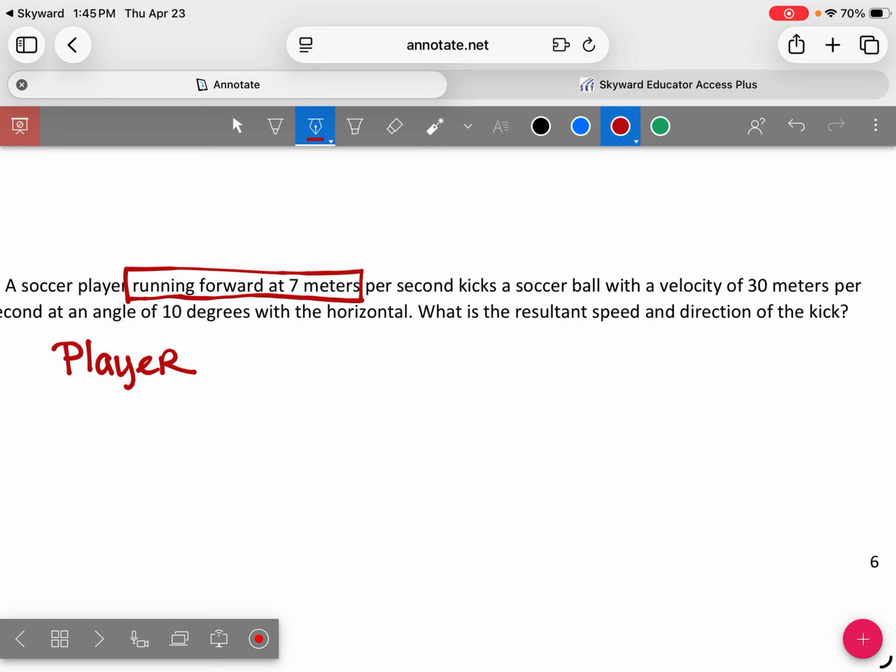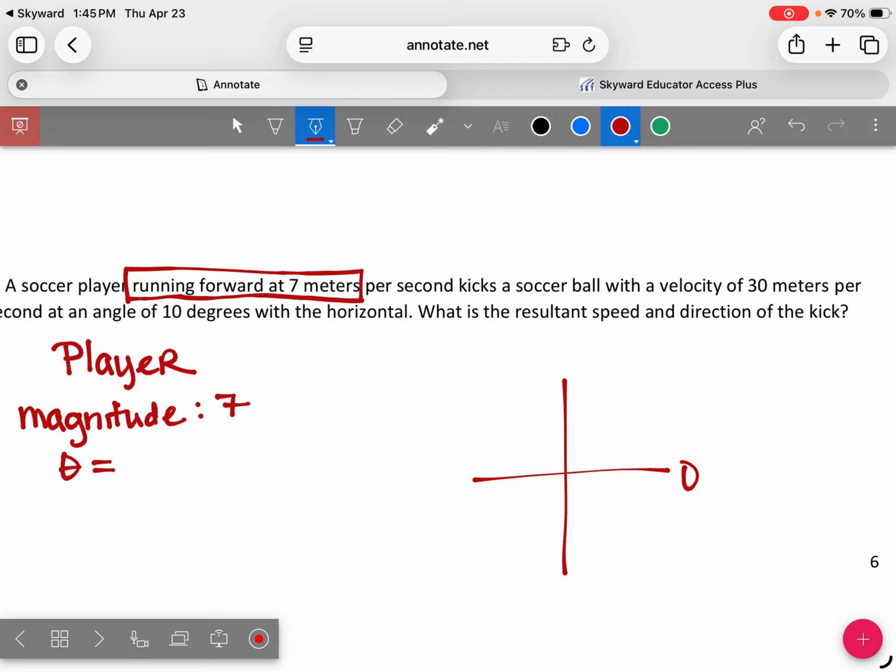So the player, the speed is the same as magnitude. So their magnitude is 7. Now let's talk about the direction. Now this is where we get a little icy. I want you to always go back to the coordinate plane. Go back to the unit circle. It goes back to that.